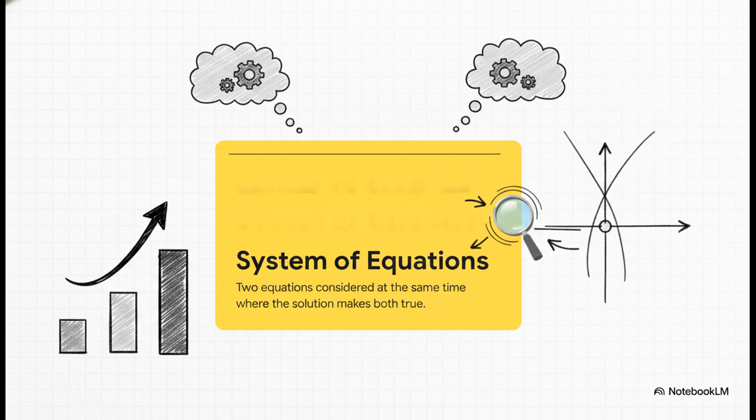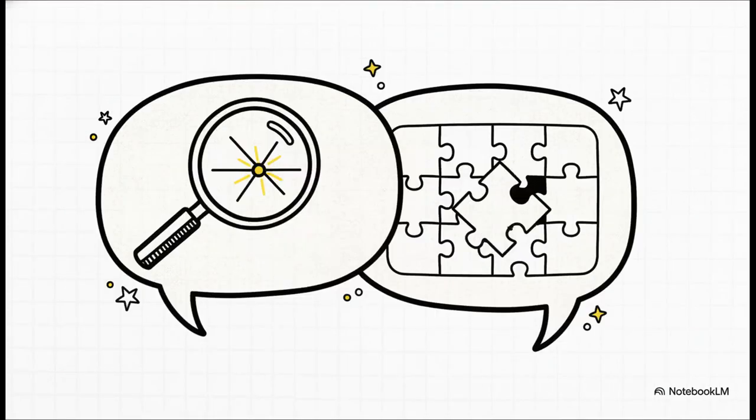Up until this point, students are so used to looking at just one isolated relationship. Now, they have to juggle two competing realities at once to find that one unifying intersection point. It's a completely new way of visualizing mathematical relationships. To actually speak the language of Algebra I, your students must completely master this specific vocabulary.